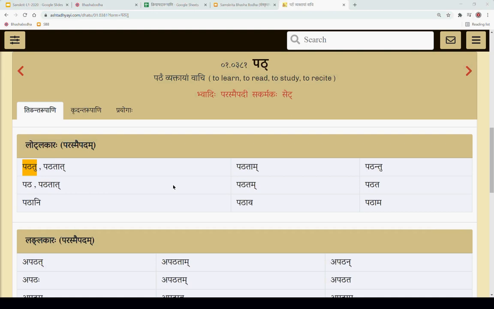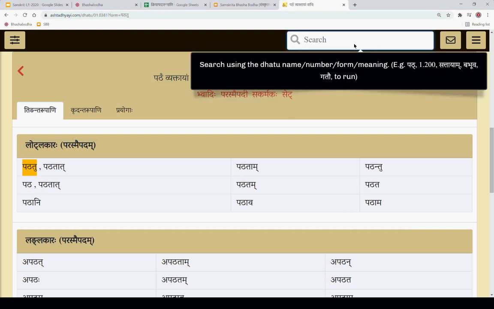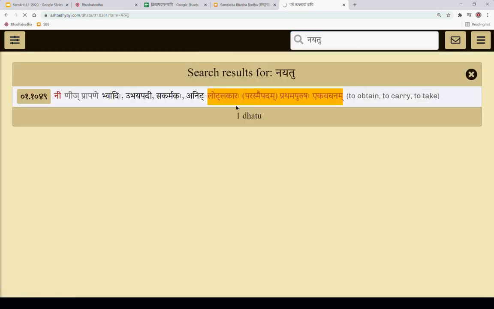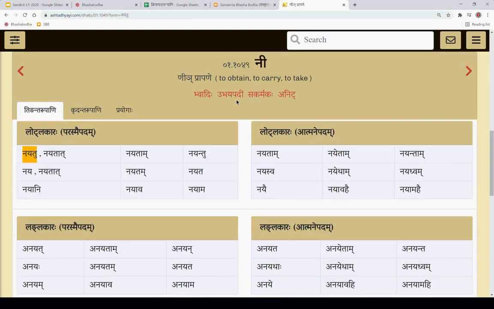And this is true for any dhatu. Suppose I take karoti, or take nayatu, lot lakara. Here there are alternate forms: nayatat, nayatat; nayatu, nayatu.